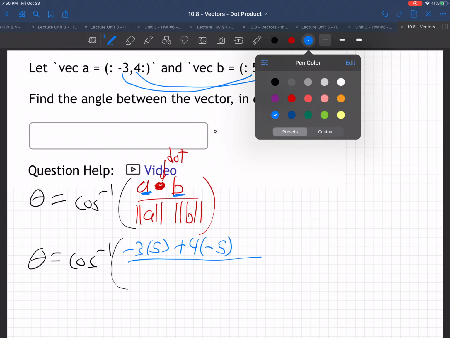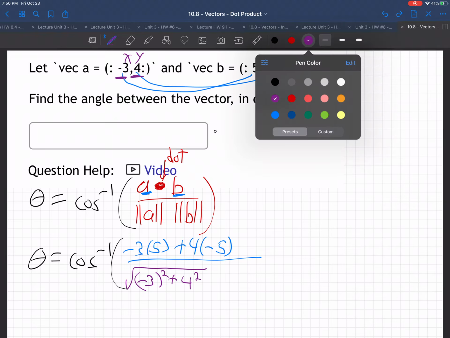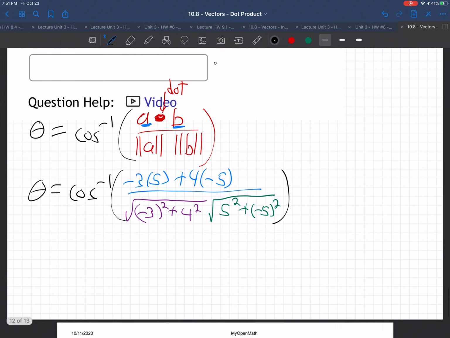Do you remember how the magnitudes are done? It's the square root of a squared plus b squared, or x squared plus y squared, whatever you want to call it. Negative 3 squared plus 4 squared, times the other one right next to it, the square root of x squared plus y squared, so 5 squared plus negative 5 squared. So there we go, all of that.